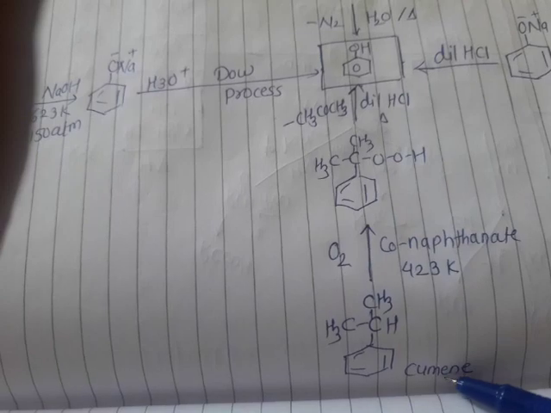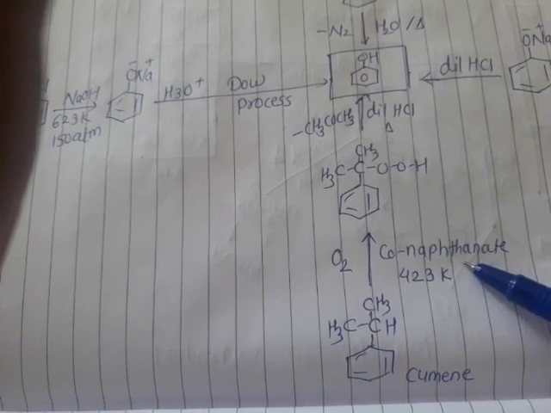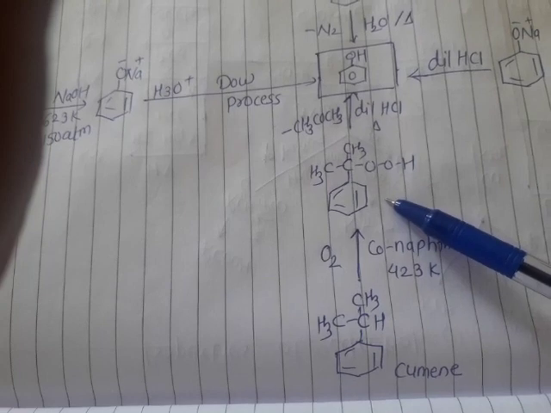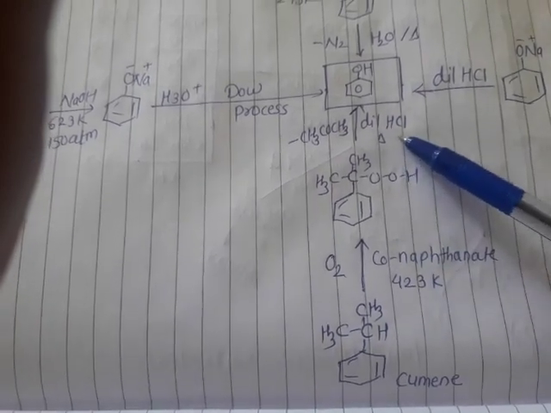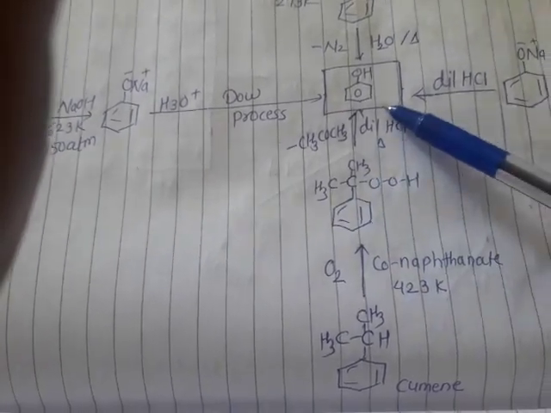Second method is by using cumene, meaning isopropyl benzene. It is oxidized by using cobalt naphthenate as the catalyst at 423 Kelvin. We get cumene hydroperoxide, which is heated with dilute acid, and we get acetone as a byproduct, and phenol is the product found in this reaction.